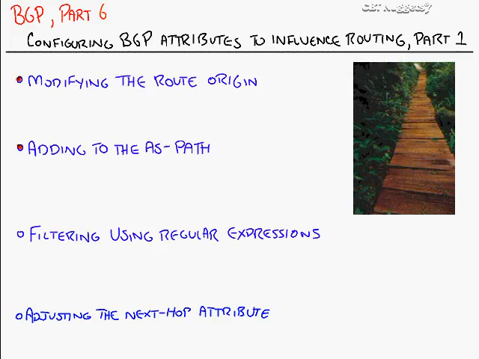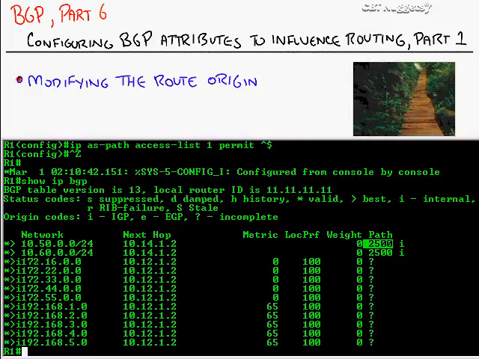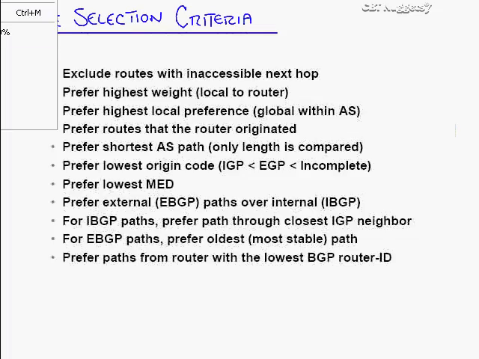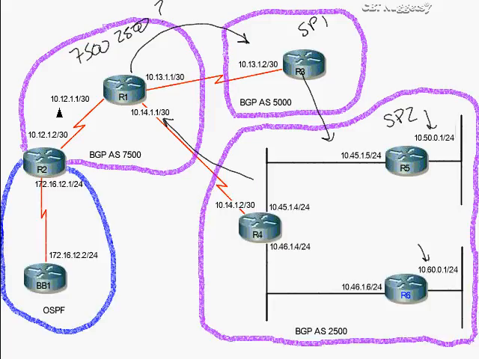The last thing I want to talk about is adjusting the next hop attribute. And don't worry, it'll be a quick one, because the next hop attribute we've been adjusting all along. The idea is that you can adjust the next hop attribute. How do you do it? By using the next hop self command. 90% of the time, that will be all you have to do. Just make sure that you adjust the next hop to be something that's reachable.